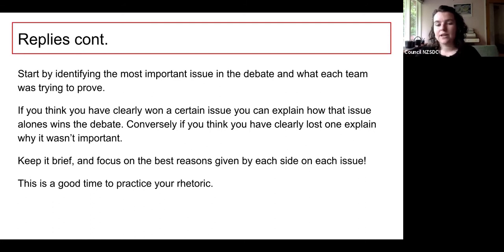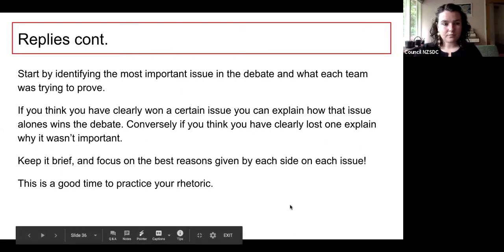reasons that they gave. And the last thing I would say about replies is often, because you're not making new arguments, a good opportunity to practice rhetoric or delivery or style and use those things to explain why your material really mattered in the debate.